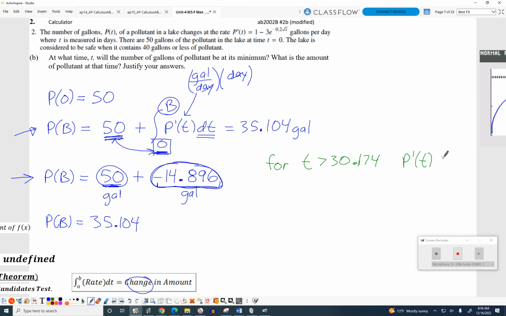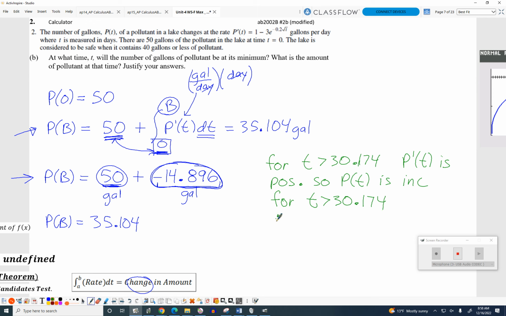is positive. So P of t is increasing for all time greater than 30.174. Any questions about that so far? This is part of what's required to get the points. Okay?